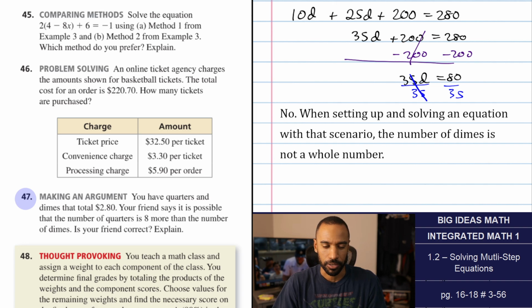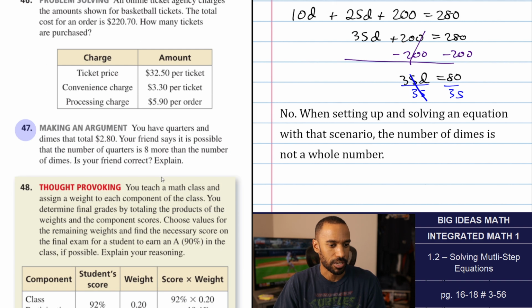I lost my thing. Once I went to the calculator, I lost my other window. I know it's up for you, but I can't see it. Here it is. Okay, number 48, thought-provoking.